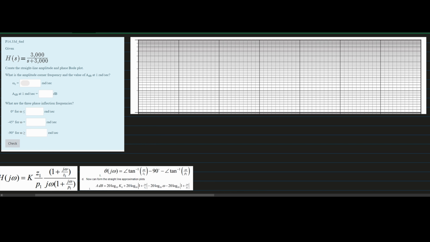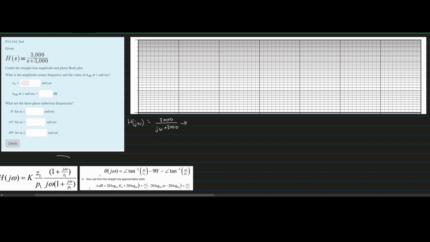For this problem, we have H(s) = 3000 over s plus 3000. We are to create a straight line amplitude and phase Bode plot. To do this, we need to convert our H(s) to an H(jω). So we need to convert all of our s's to jω. That means we're going to have 3000 over jω plus 3000.